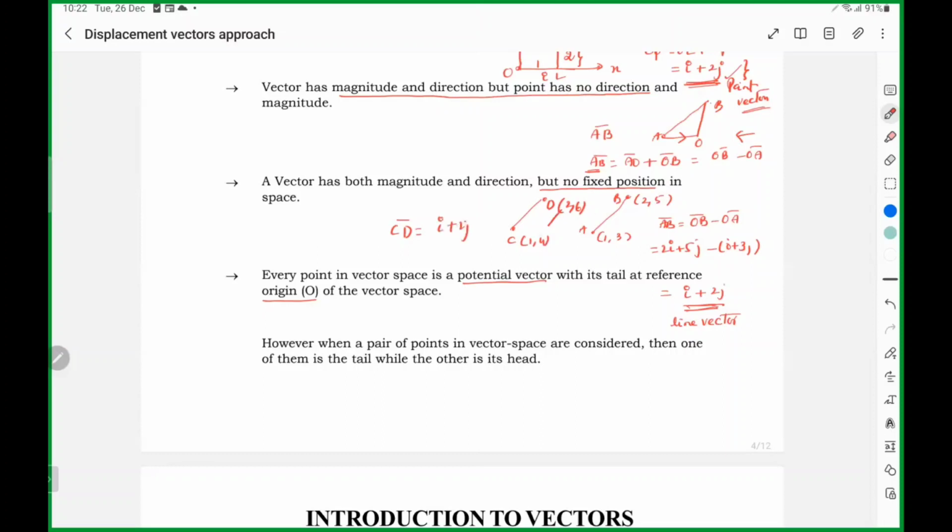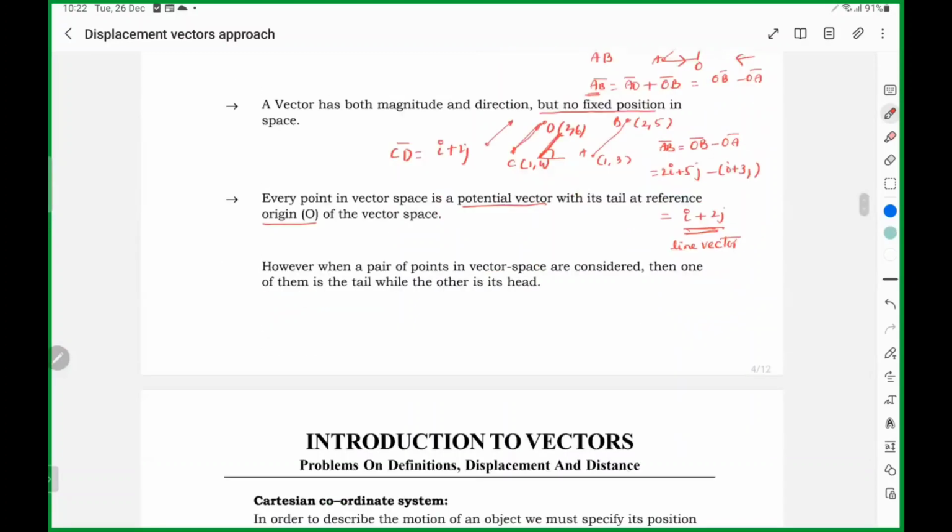This says that a vector has a magnitude, meaning the length of this, and a direction, meaning it makes an angle, but no fixed position in space. i plus 2j may represent this, may represent this, may represent some other.